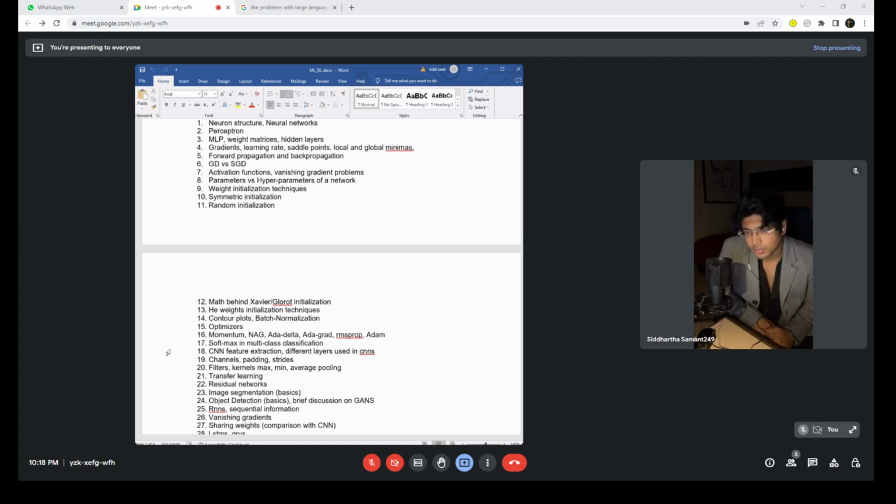Then we have concepts like softmax in multi-class classification. Softmax is something that is related to the final output layer. Now this was for the artificial neural networks.